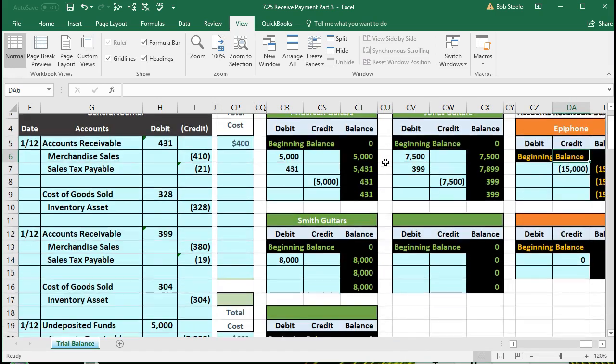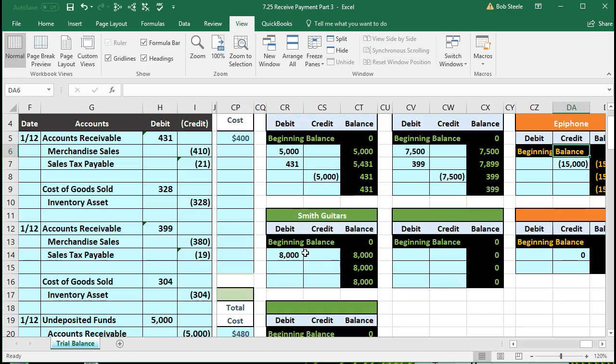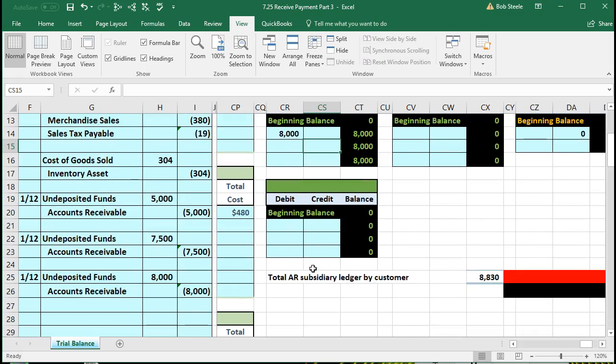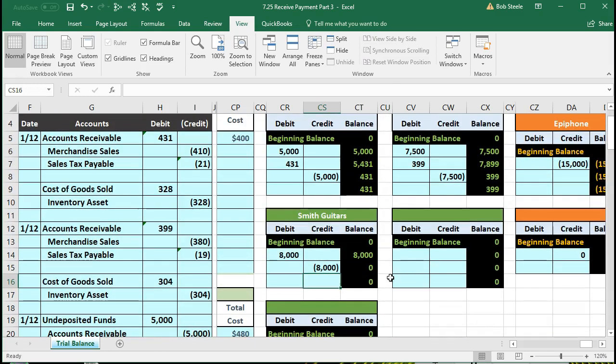We're looking at Smith Guitars. Here's Smith Guitars paid us that 8,000. So we will be in cell CS15, and that's going to be equal to this 8,000 here. So we're just posting this same 8,000 to another type of subsidiary ledger, not the general ledger, but a subsidiary ledger broken out not just by date, but also by customer. There we have that. And so Smith Guitars owes us nothing at this time.